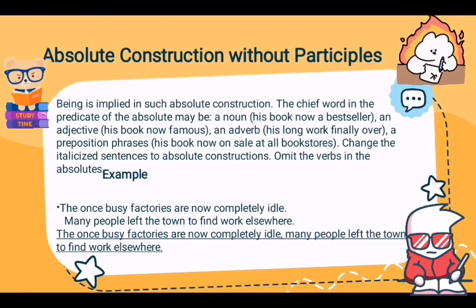Change the italicized sentence to absolute constructions. Omit the verbs in the absolutes. For example, the once busy factories are now completely idle. Many people left the town to find work elsewhere. So the sentence should be like this: the once busy factories now completely idle, many people left the town to find work elsewhere.